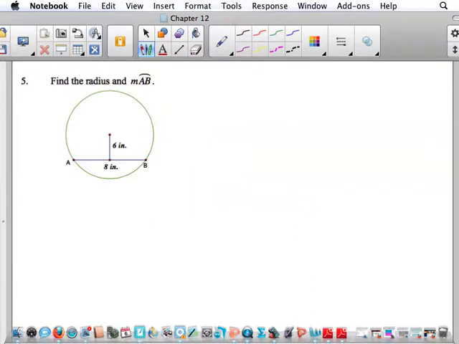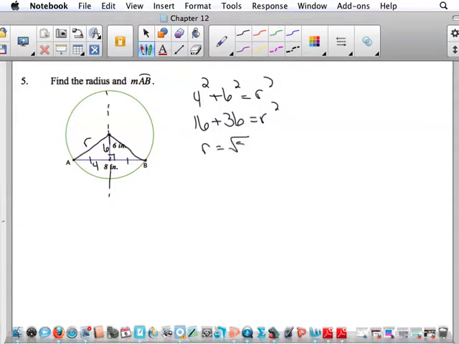Number 5, find the radius and measure of the arc. This should be a right angle. So therefore, that's a diameter, goes through the center, and so it bisects that chord. Therefore, we have a right triangle here. Side 4, side 6, and we want to find the radius. So 4 squared plus 6 squared equals r squared. 16 plus 36 equals r squared. So r is equal to the square root of 52, and that's approximately equal to 7.2.